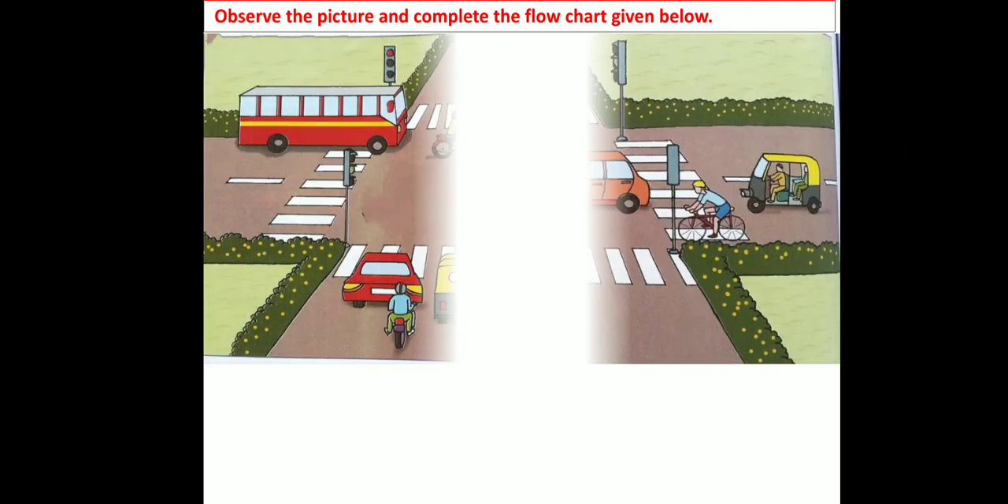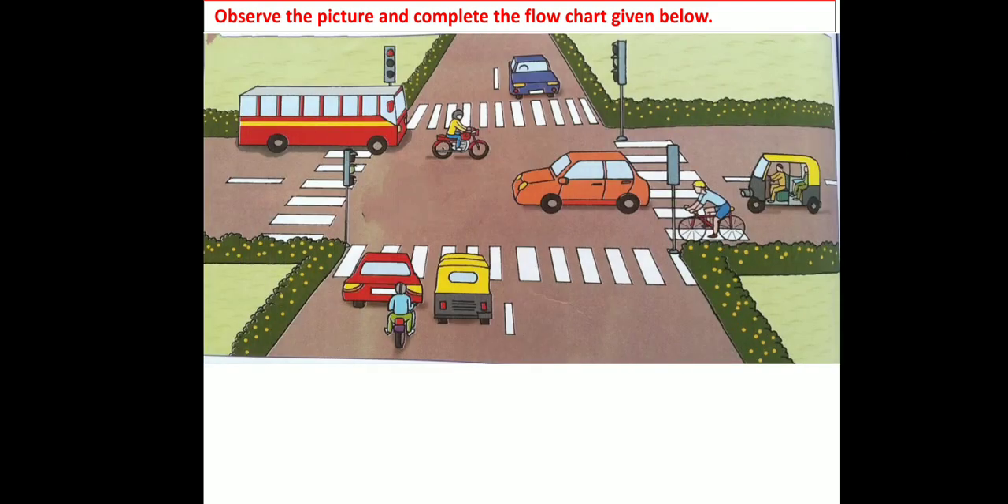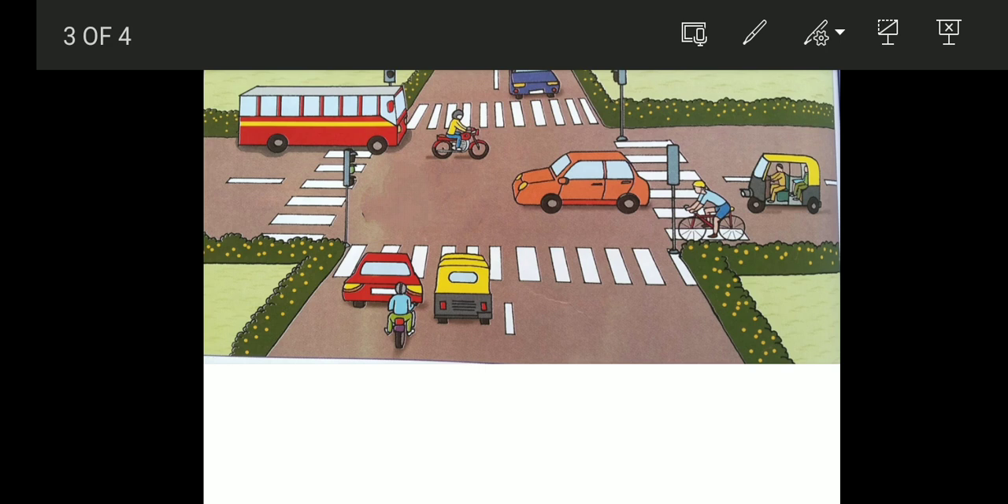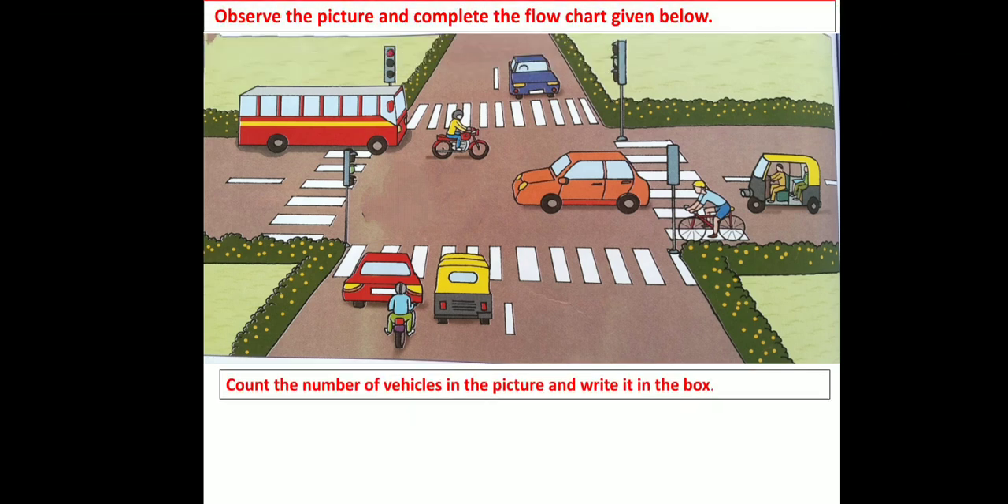Let's observe the picture and complete the flow chart given below. Now here you have a picture which shows you different types of vehicles, and this is at the crossroad where you can see the crossing. The zebra crossing is noticed on all the 4 sides, that is those white blocks. Now let's answer the questions based here. This is a flow chart, which means you are going to count the number of vehicles and write them down. Now which are the vehicles here? You're going to count the number of vehicles in this picture and write them down.